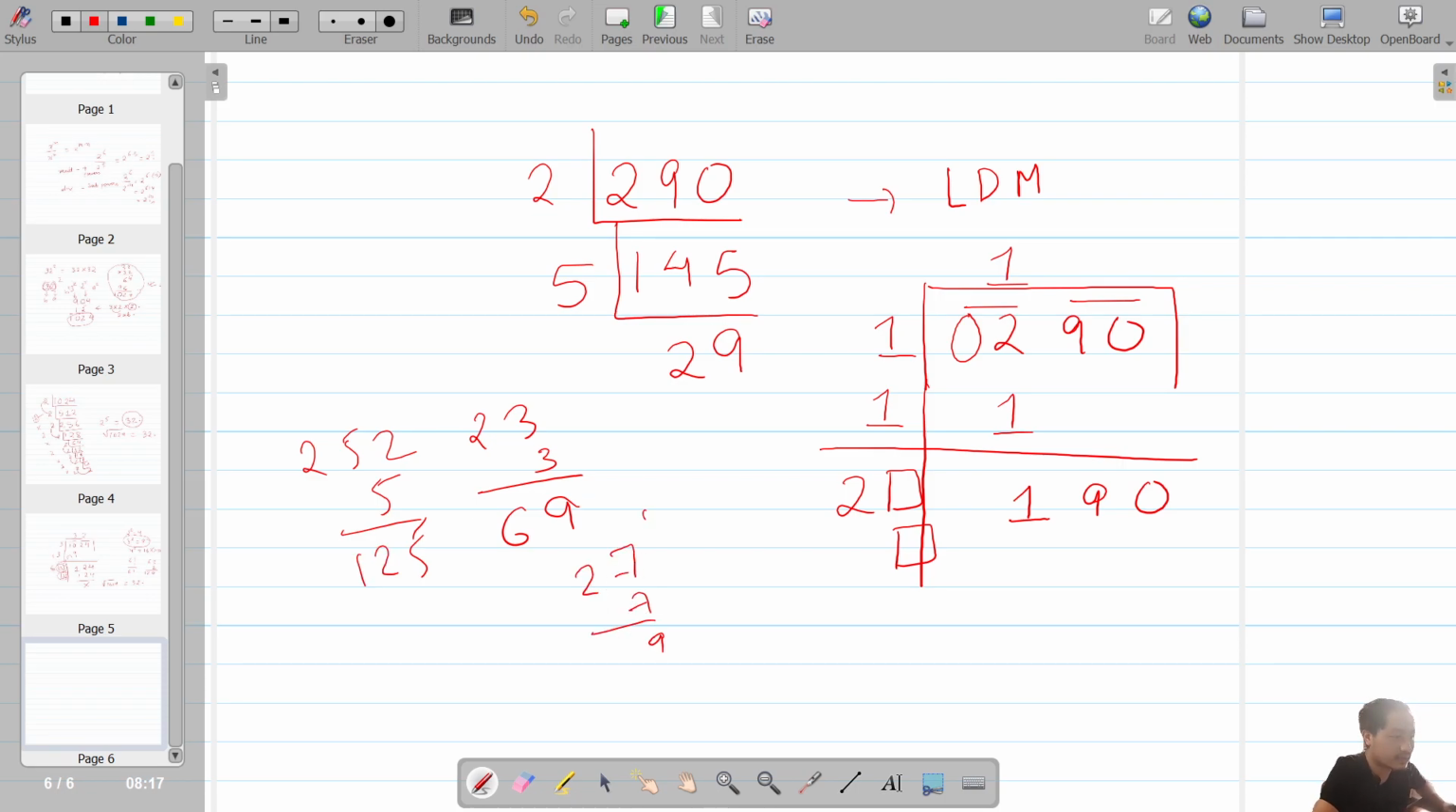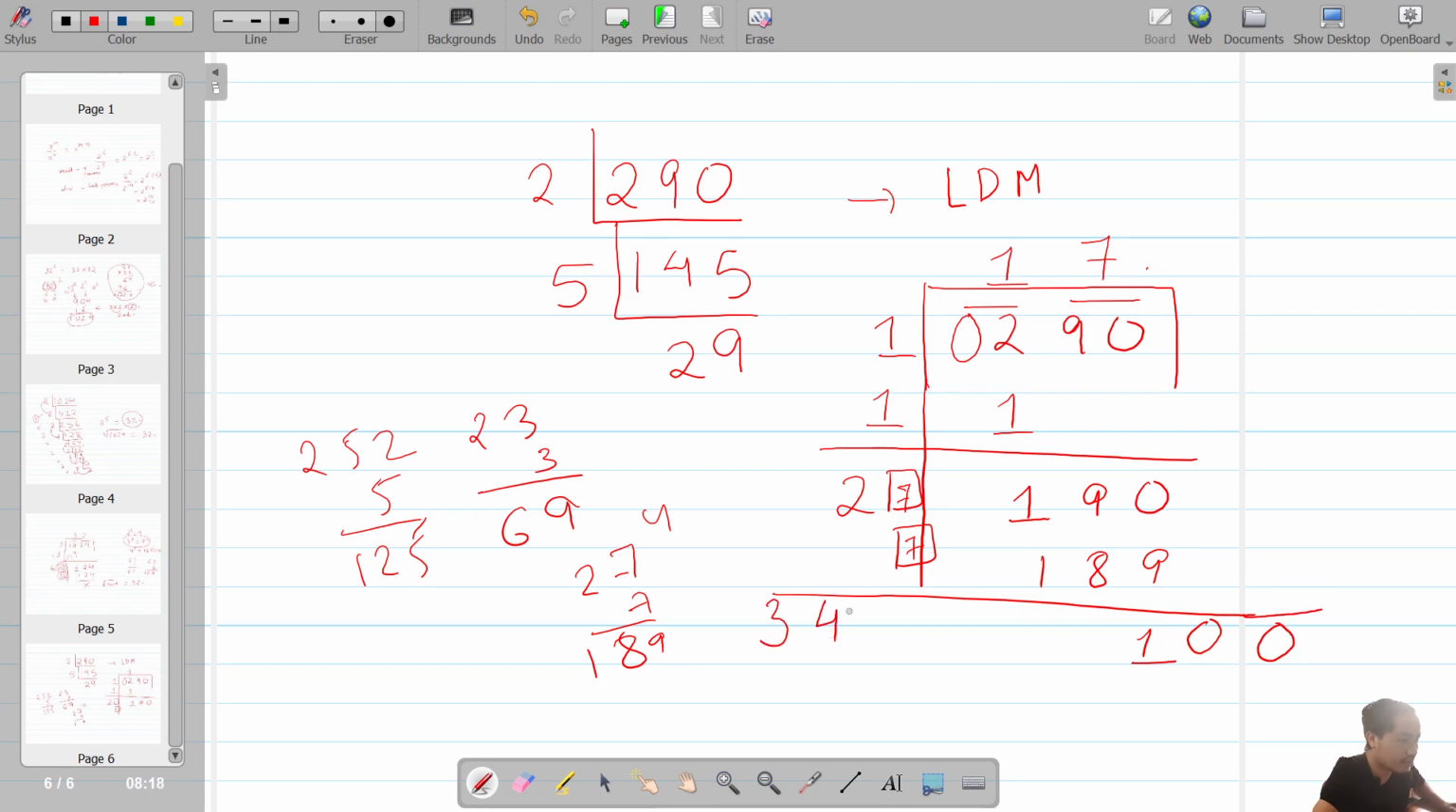7 7s are 49, 7 2s are 14, 189. So you find that 17 will give me 189, and you write down 7 and 7. 1, you put a decimal point here and bring down 2 zeros, okay, not a single zero, you have to bring down 2 zeros. 143.